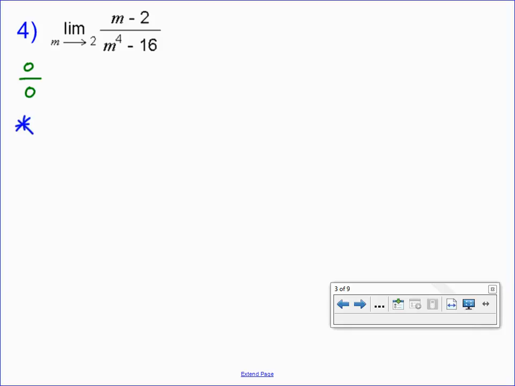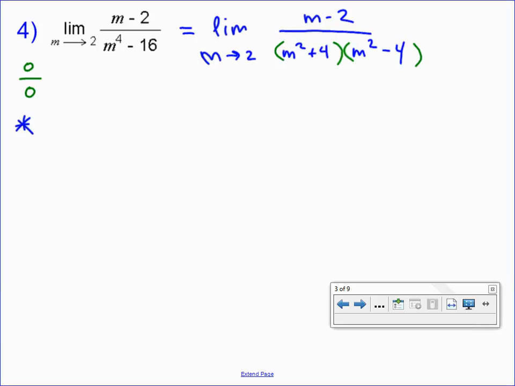Riley? Factoring. I'm down with the factoring too, so we'll go ahead and do the limit as m approaches 2 of m minus 2 over, oh goodness gracious. So we've got a whole lot going on here. We could first do, that's still quadratic form, right? We could do m squared plus 4 times m squared minus 4. And then that doesn't help because I still get 2 squared is 4 plus 4 is 8. And then 4 minus 4 is 0. I still get 0 over 0.